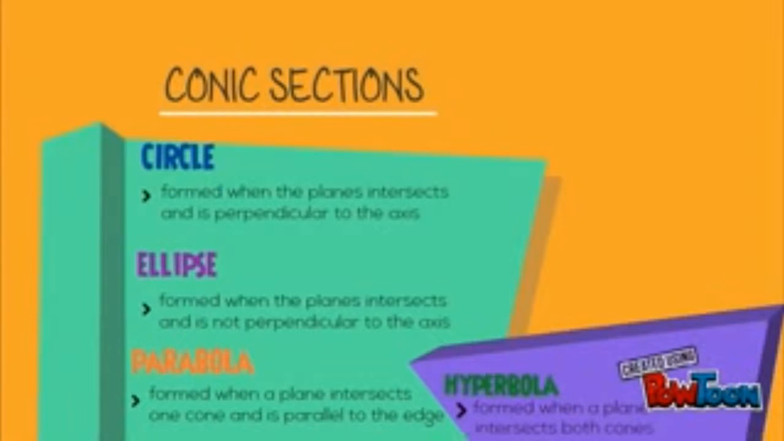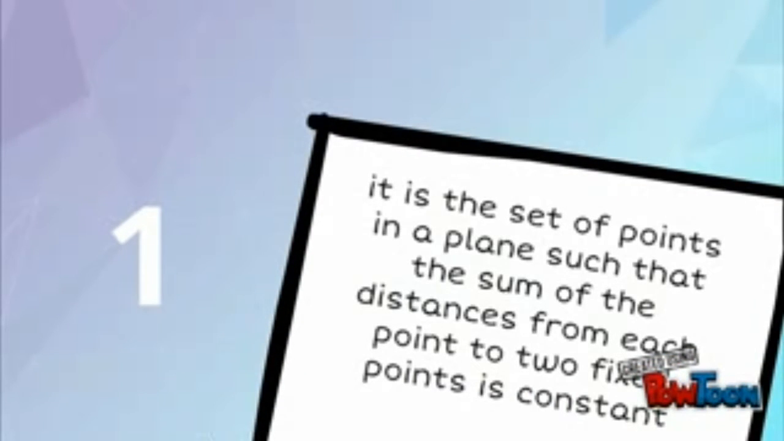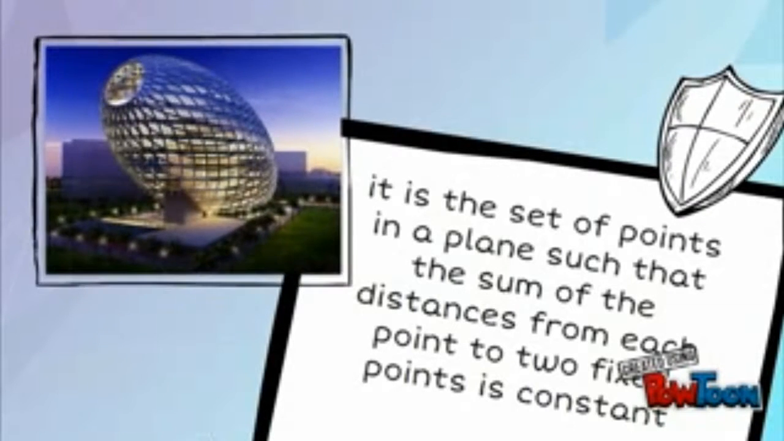Now we're also done with discussing the conic sections. Let's now focus on ellipses. What are ellipses? Today I'll discuss to you the meaning of ellipse and different properties of ellipse. Ellipses are known to be the set of points in a plane such that the sum of the distances from each point to 2 fixed points is constant.